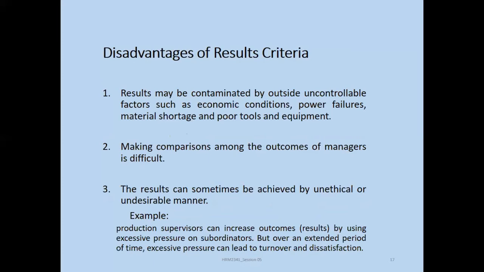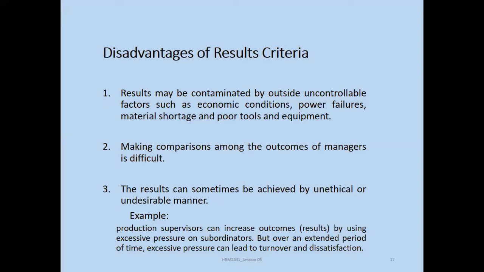Results may be contaminated by outside uncontrollable factors. As we discussed earlier, economic conditions, power failures, material shortages, and poor tools and equipment are all factors uncontrollable by the employee. Due to that, the final result will decrease. If we exclusively focus on the results, not their behavior or the traits they have, their performance appears poor. But the reason is not with the employee. That analysis cannot be done if we use only the results criteria.